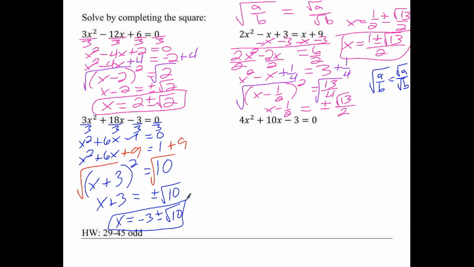Okay? So what do we do first on the fourth problem? It must be just x squared, 1x squared. So what do we have to do? Divide everything by 4. We don't have a choice. Okay? It doesn't matter if it's a GCF or not. We have to divide by 4. So divide everything by 4. Okay, what do we get?